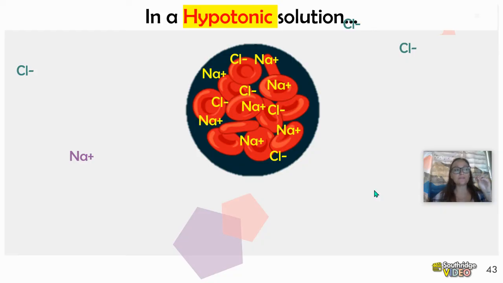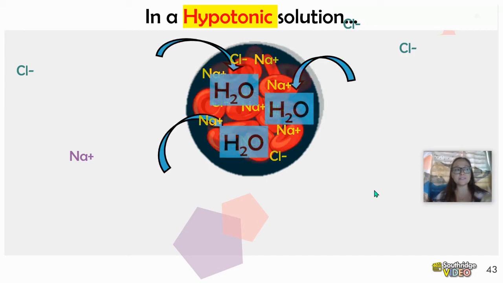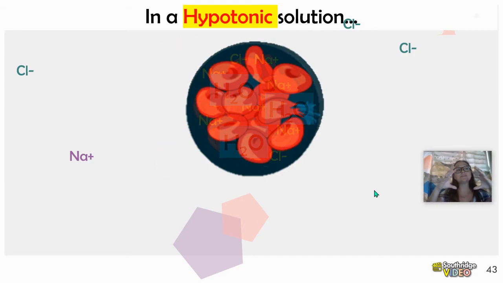So let's pretend there's a lot of solutes on the inside of a cell and low solutes on the outside, which would make it a high water concentration on the outside and a lower water concentration on the inside. So now water is going to flow into the cell, causing the cells to expand. Now, we do run the risk of our cells bursting.